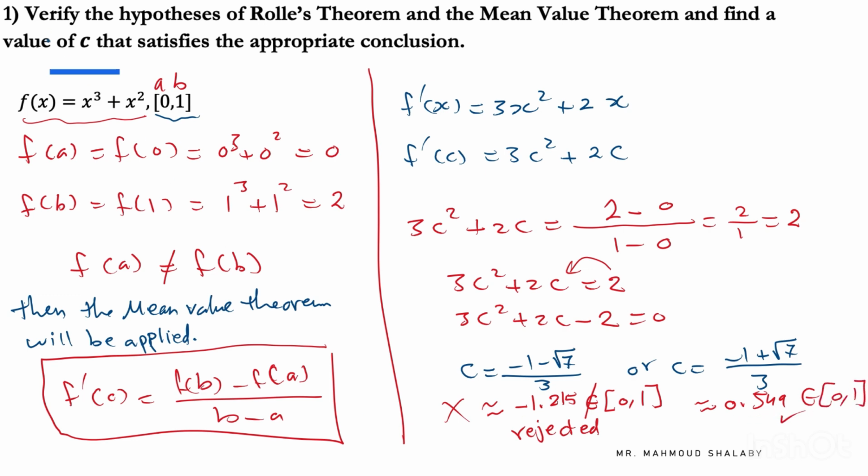And the final statement will be: there will be a tangent to the curve of the function f of x at x equals -1 plus root 7 over 3.